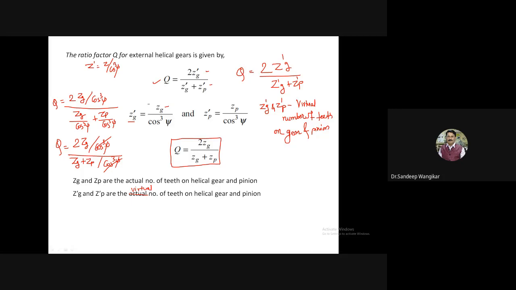Then let us proceed further to effective load. This is about the wear strength. As the formulas are analogous and the same as for spur gear, we are just modifying the formulas. We are not deriving the formulas. It is just a modification when the formula applicable to spur gear is applied to helical gear in a plane perpendicular to the tooth element. And now what we get is the modified formula. So Q is equal to twice zg divided by zg plus zp.